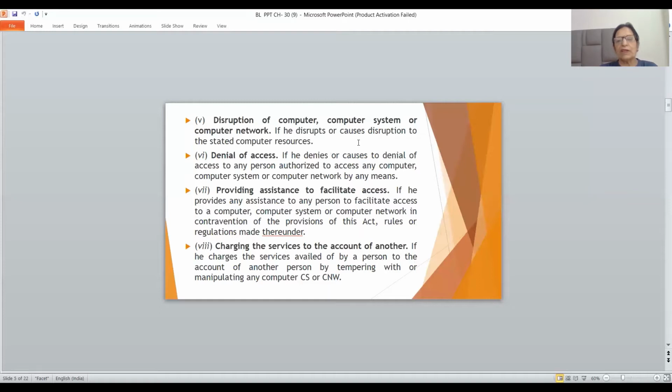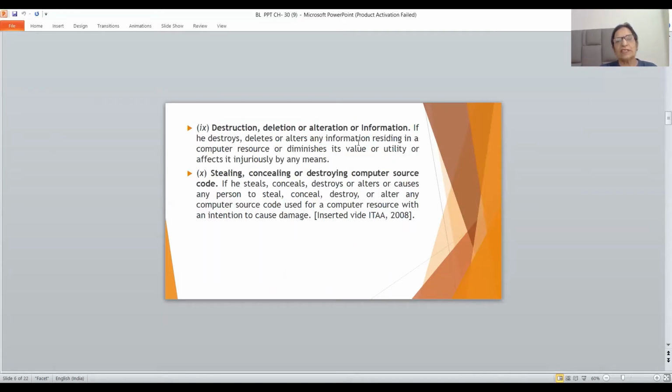Charging the services to the account of another. Nobody is allowed to charge the services to the account of another. If he is availing a certain benefit, then he must pay for that. If he does it, it means he is committing the prohibited act. Destruction, deletion or alteration of information. If he destroys, deletes or alters any information which resides in the computer resource or diminishes its value or utility or affects it by any means. Stealing, concealing, destroying computer source code. Not only does he commit the above prohibited acts, but he steals, conceals, destroys or alters the computer source code. This last point has been inserted by the Information Technology Amendment Act 2008.